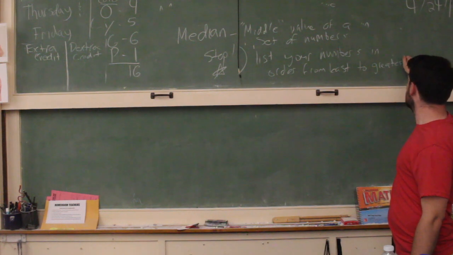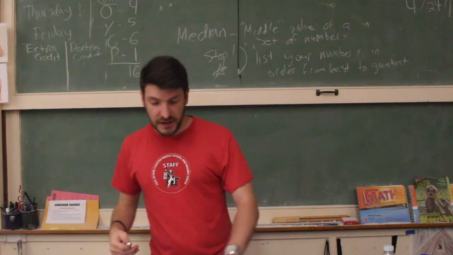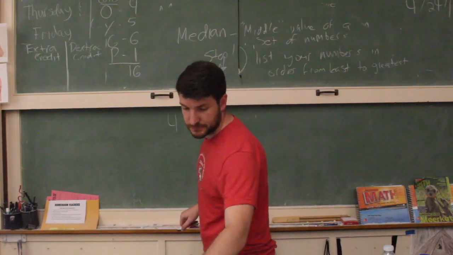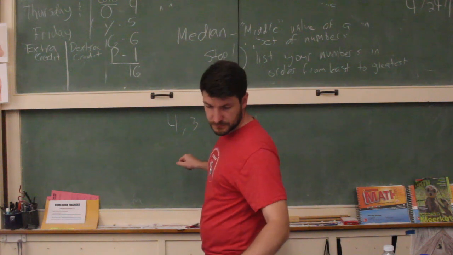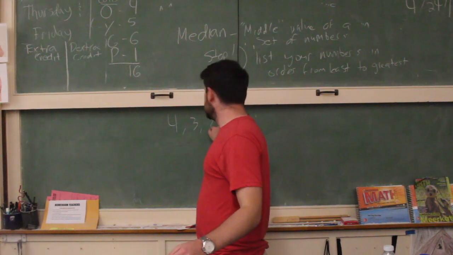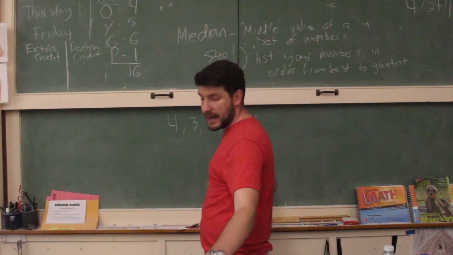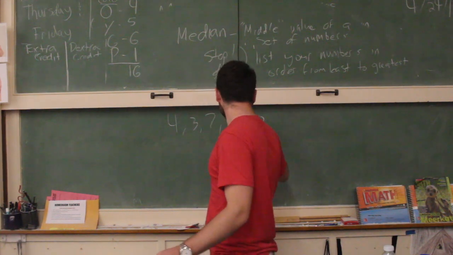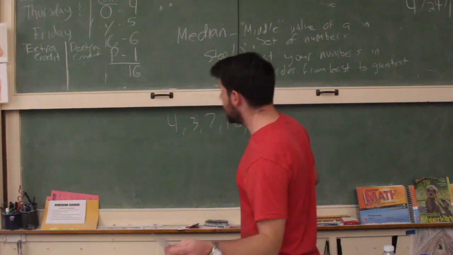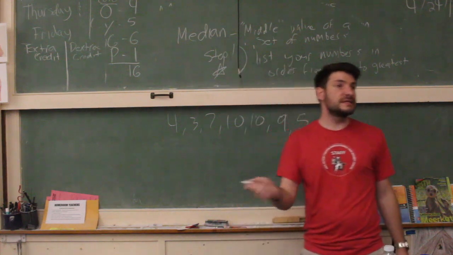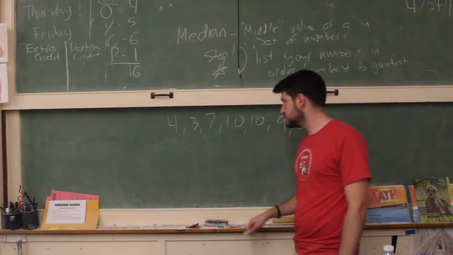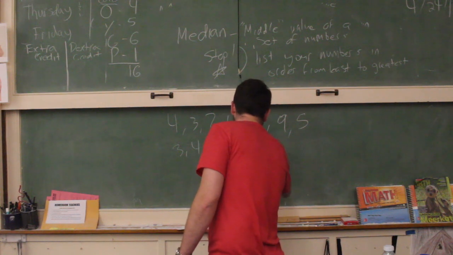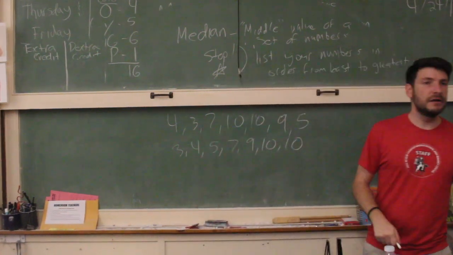So let's come up with the number set right now, and then we're going to go through and see what the answers are. So I have a deck of cards here. I'm just going to pick some random numbers. 4, 3, Joker, 7, 10, 10, 9, and 5. List these right now in order from least to greatest. Alright, I think I got it.